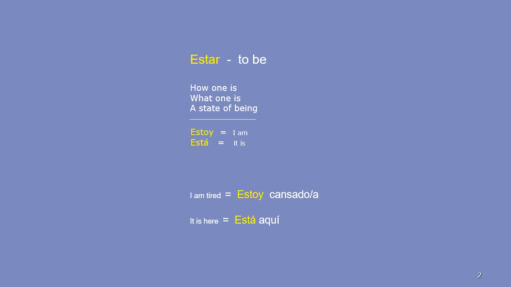We use the verb estar, to be, to say how one is, what one is, and a state of being. So from estar, we have I am, estoy, it is, está. So I am tired, estoy cansado o estoy cansada, and it is here, está aquí.